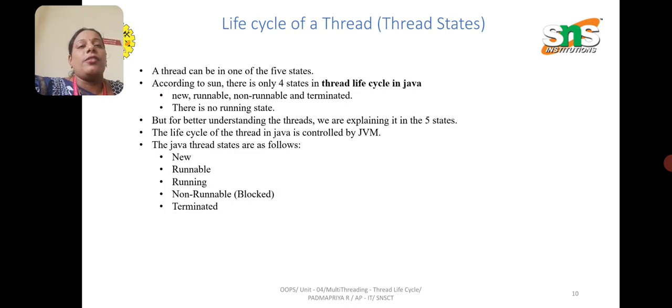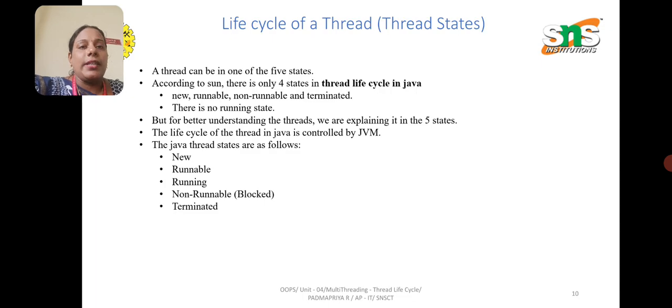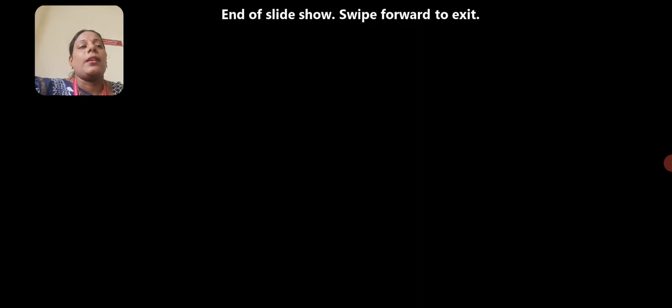Lifecycle of a thread states. A thread can be in one of the 5 states. According to Sun, there are only 4 states in the thread lifecycle in Java: new, runnable, non-runnable and terminated. There is no running state, but for better understanding of threads, we are explaining it in 5 states. The lifecycle of a thread in Java is controlled by the JVM. The Java thread states are as follows: new, runnable, running, non-runnable, terminated.